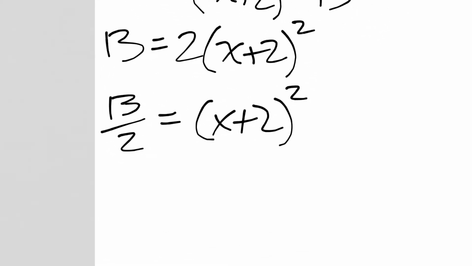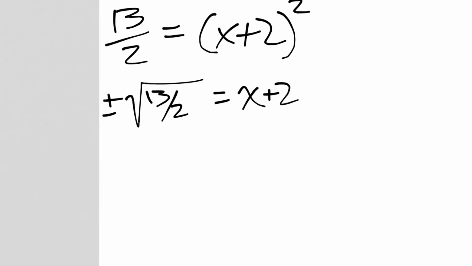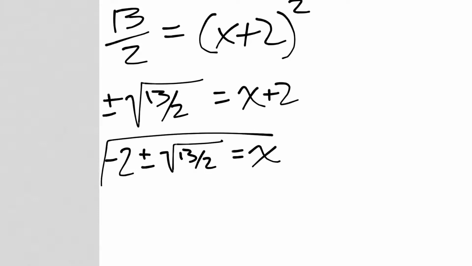And now we're going to square root both sides. So plus or minus the square root of 13 over 2 equals x plus 2. So finally, subtract 2: -2 plus or minus the square root of 13 halves will give us our x-intercepts. And that's gross. You can't simplify it anymore. So now it's time to approximate that with a calculator.